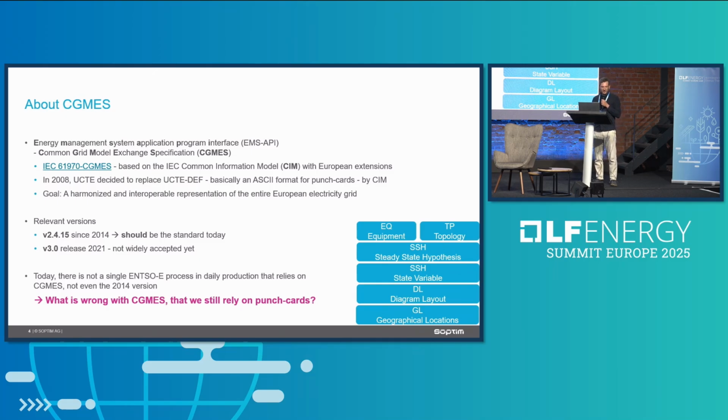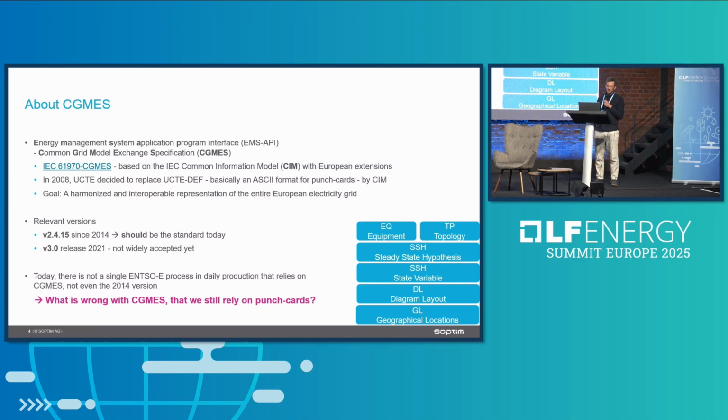The Common Grid Model Exchange specification has a long way. It's based on the Common Information Model, CIM, which was developed in the United States mainly at the end of the 90s, early 2000s. And in Europe in 2008, the UCTE, which was the predecessor of ENTSO-E, decided to replace their old format, which is basically an ASCII format for punch cards, by CIM. The goal was to have a harmonized and interoperable representation of the entire European electricity grid.